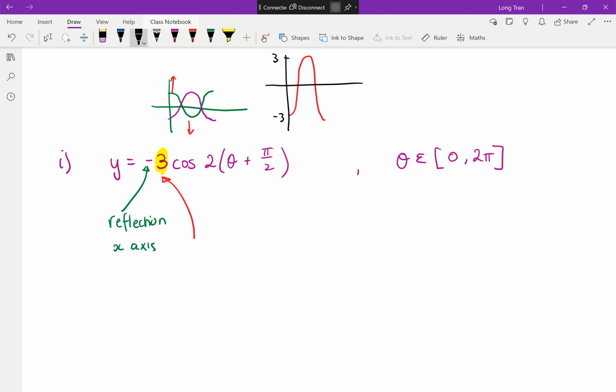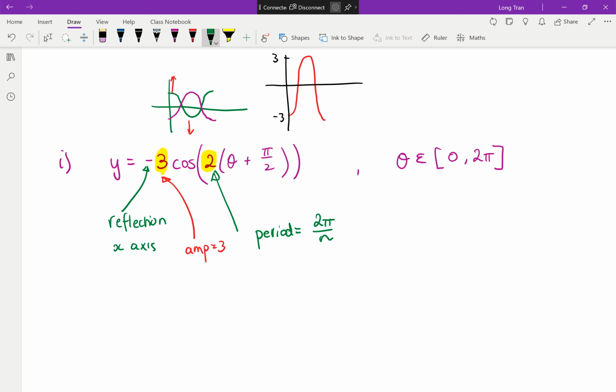Then with this 2 here, what does this 2 tell us? I'm going to write here, this is the amplitude, because 3, remember amplitude can never be negative. What about that 2? What does the 2 do? It will affect your period. Very good. So the period is normally given by 2 pi on n.